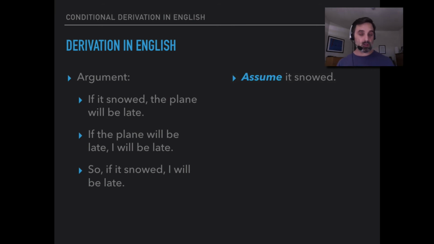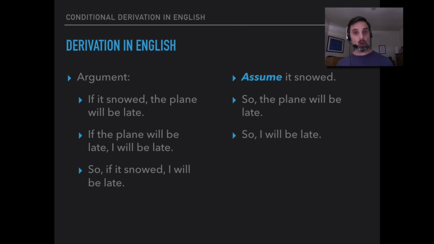Well, given that assumption and the first premise being if it snowed, the plane will be late, then you can conclude the plane will be late. Given the assumption in the first premise, you know the plane will be late. That's just modus ponens. Now, if the plane will be late, we can combine that with the second premise. If the plane will be late, I will be late, and we can infer I will be late. So at this point we know, given the premises and given this additional assumption, it snowed, it follows that I will be late. Well, that means if it snowed, I will be late.